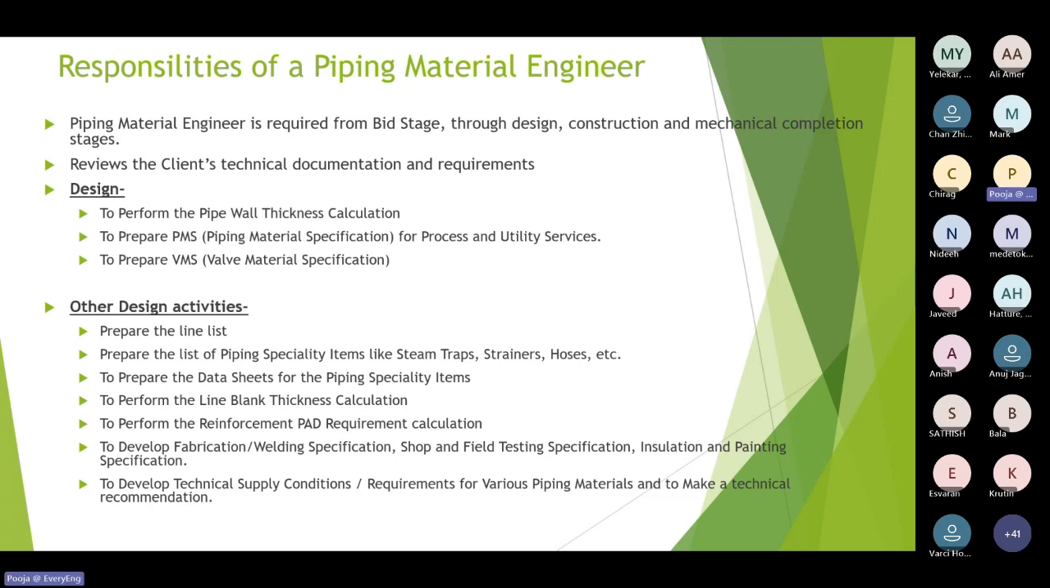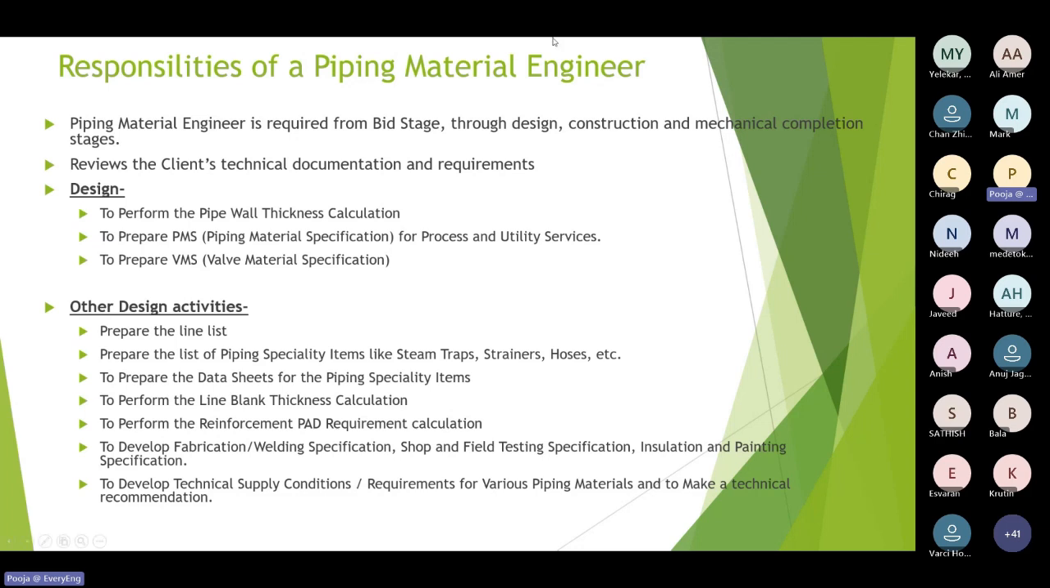Then, in the design part, what are the main responsibilities of a piping material engineer? The first part is to perform the wall thickness calculation. I have to buy a pipe from the market, but that pipe will have a certain thickness. I cannot use a pipe with too high a thickness, or too thin a pipe. So how is this pipe wall thickness calculated?